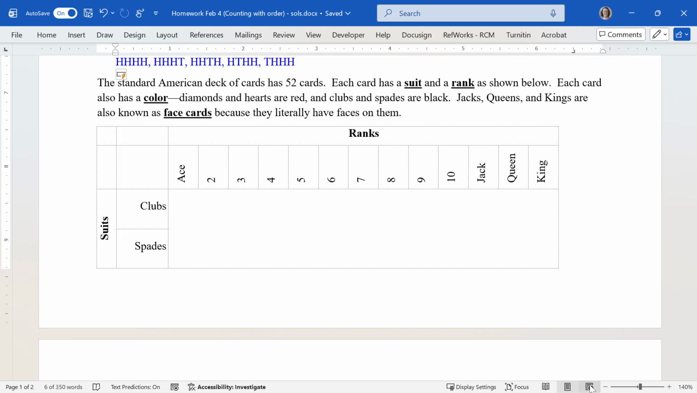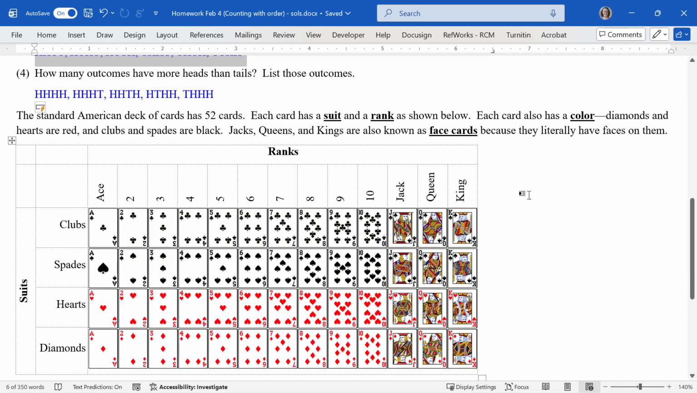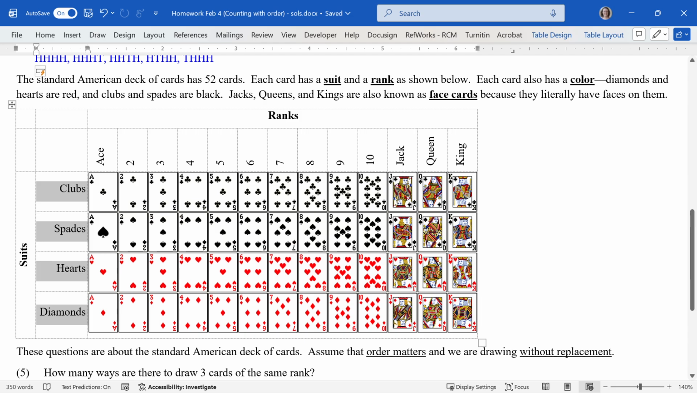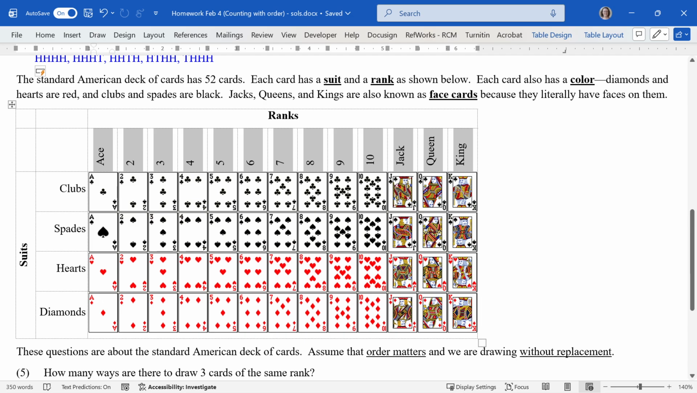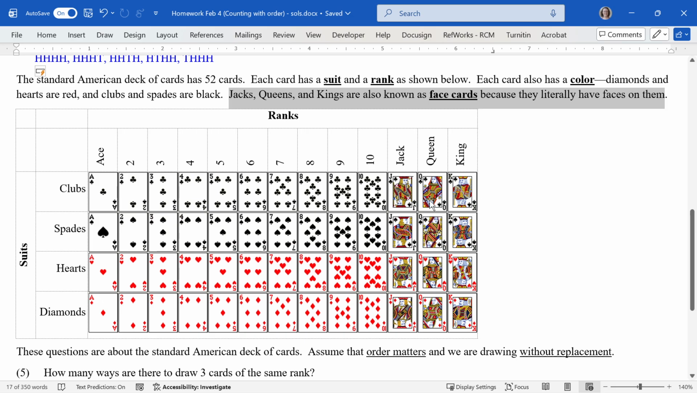Let me get back into internet mode so we can see this table properly. Okay, so here we have our standard American deck of cards, which is actually the French deck of cards. So each card has a suit. These are the 4 suits: the clubs, spades, hearts, and diamonds. And then each card also has a rank, which are ace through king. Each card also has a color, so the hearts and diamonds are red, clubs and spades are black. And then jacks, queens, and kings are also known as face cards because they literally have faces on them. So these 12 are the face cards.